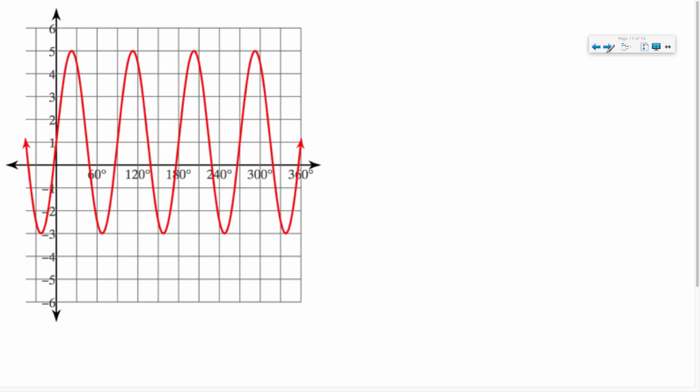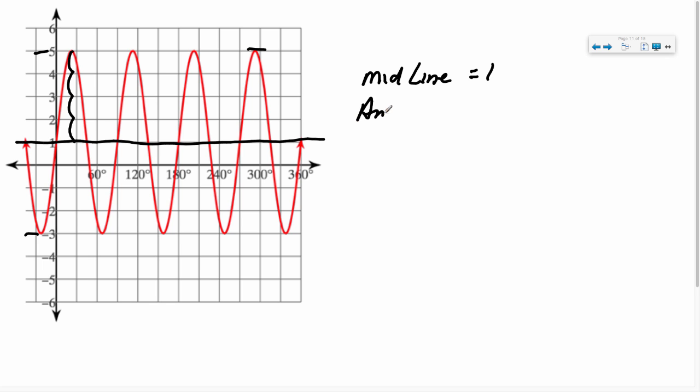Last one. Now this one's a little tough, so I'm going to use the high to low. I have up here is 5, 5 down to -3. That's a distance of 8. So I believe 4 will be what I need. 4 from the high, right? If from the high to low is 8, if I cut it in half, that's 4. So let me drop down 4 spots. And I think that's my midline. And yeah, that looks right. Okay, the midline is 1. So my D would be 1. And the amplitude is 4.